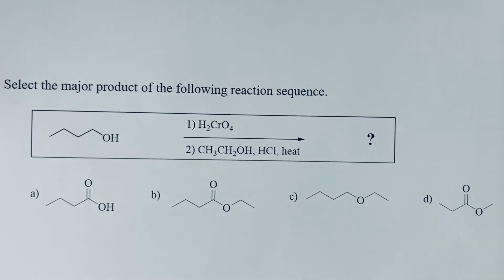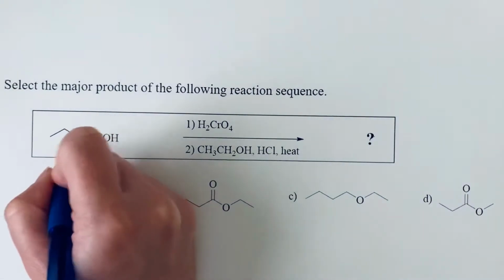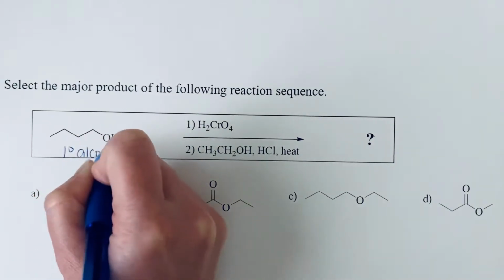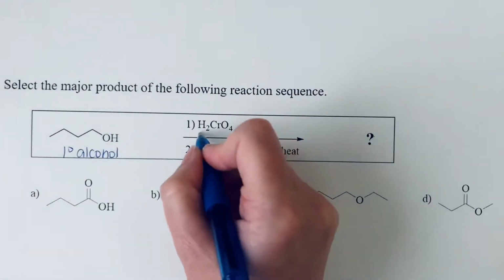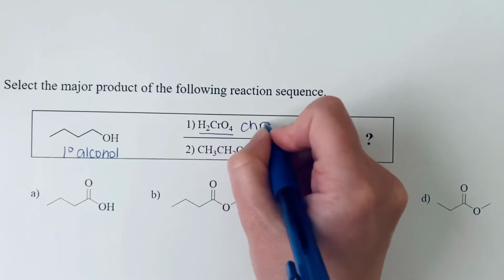Select the major product of the following reaction sequence. So we need to look and see what we are starting with. So we are starting with a primary alcohol. And we are reacting this first with chromic acid.